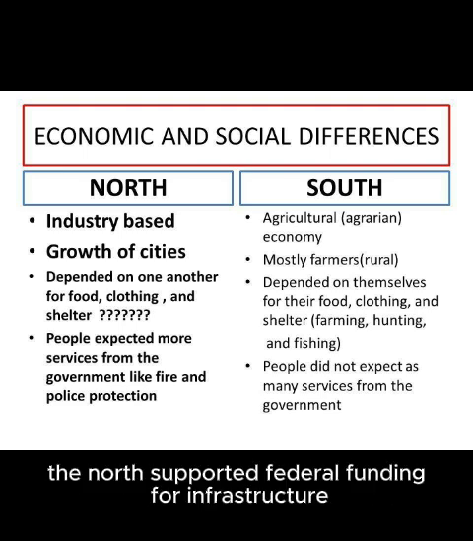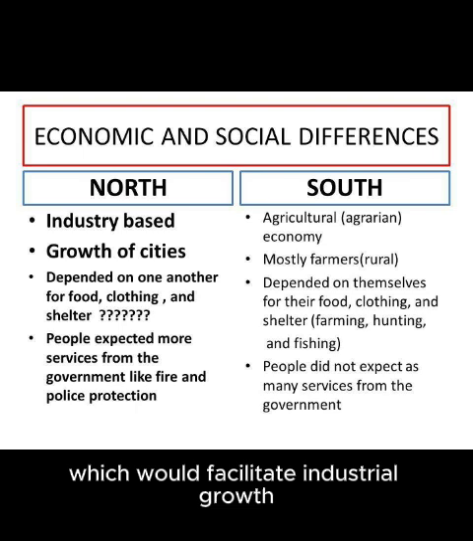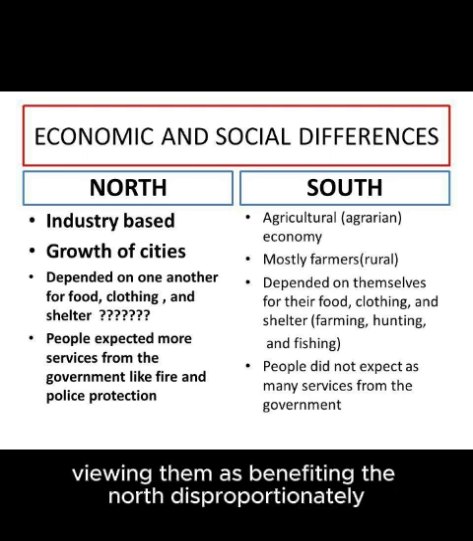Infrastructure. The North supported federal funding for infrastructure projects like roads, canals, and railroads, which would facilitate industrial growth. The South was less enthusiastic about these projects, viewing them as benefiting the North disproportionately.